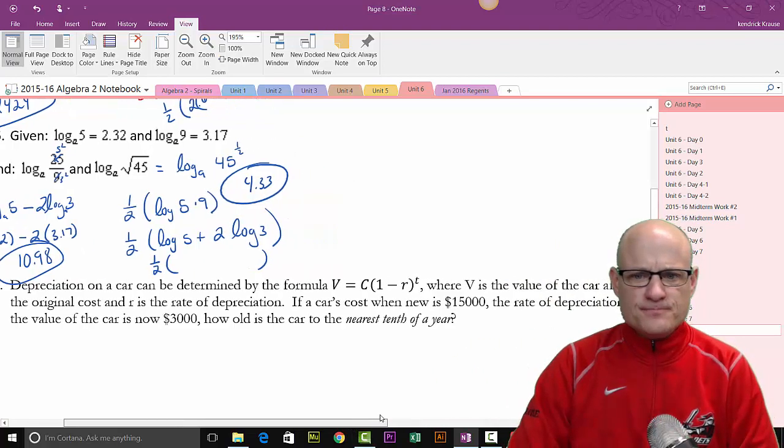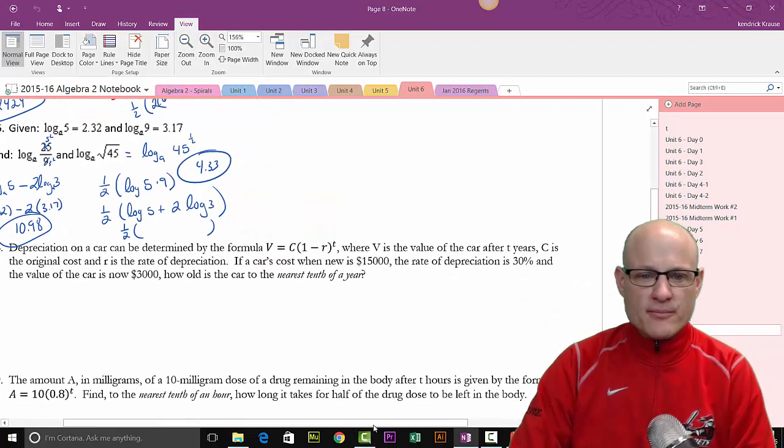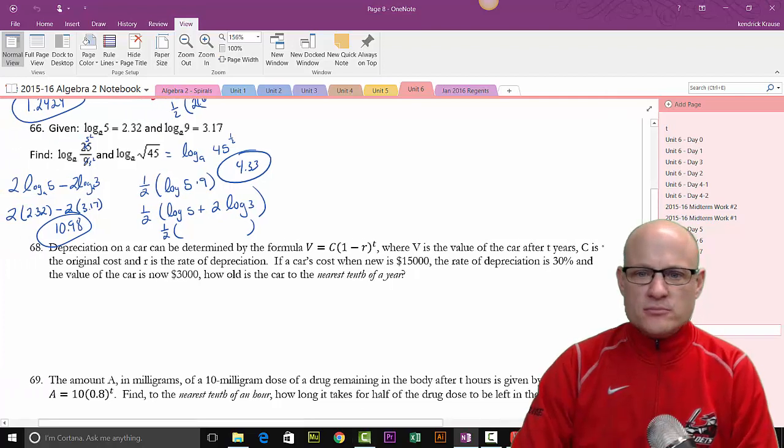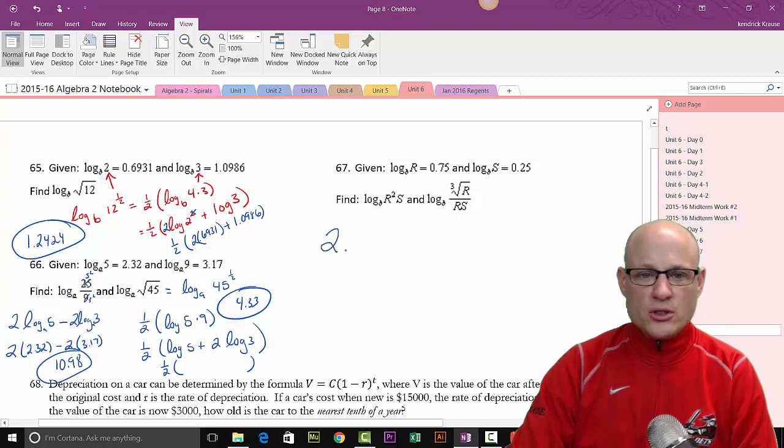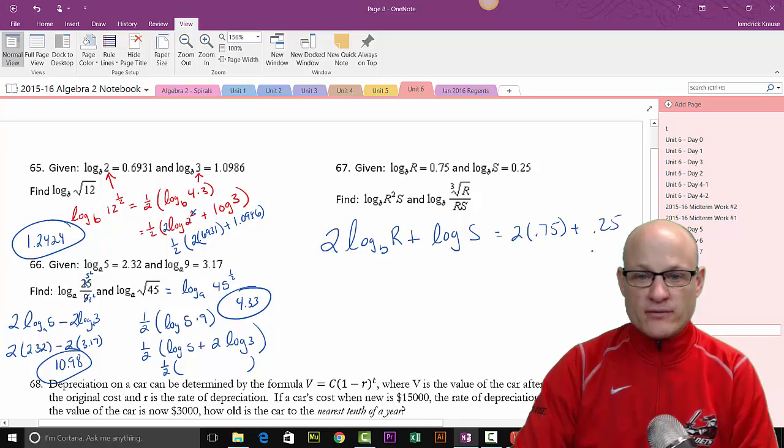Need more space. Okay, now we're doing the word problems. Oh, hold on. Is there more up here? There's one more up here. Oh, gosh. So this is going to be 2 log b of r plus log of s. So this is equal to 2 times 0.75 plus 0.25, and that's 1.75. I can do that one in my head.